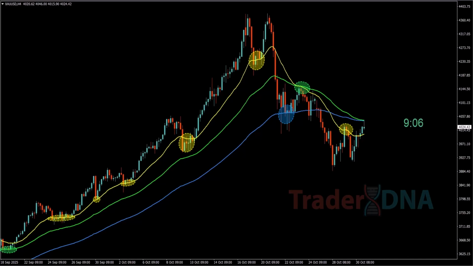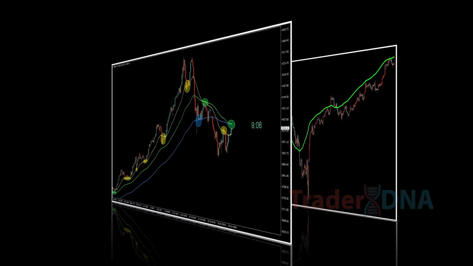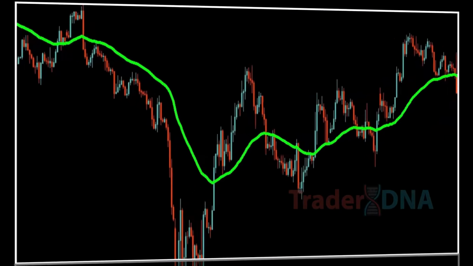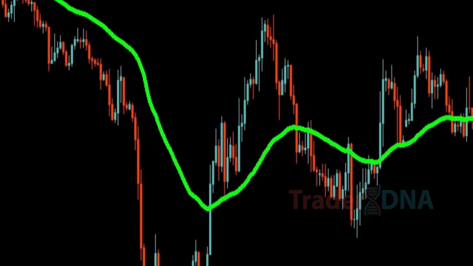So stick around, because once you see how this strategy works in action, you'll never look at moving averages the same way again, and your trading game will level up faster than ever before. Alright, buckle up, because what I'm about to show you is going to blow your mind.